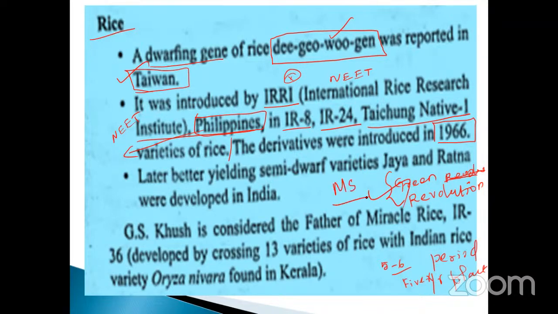Okay, Sonalika. Sarbati Sonora is a wheat. Sarbati Sonora, don't forget, my dear, in the year 1966. Same process. Later, better yielding semi-dwarf varieties Jaya and Ratna were developed in India. Don't forget, my dear, this is very, very important.